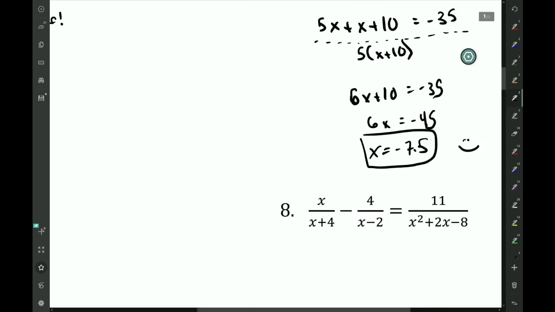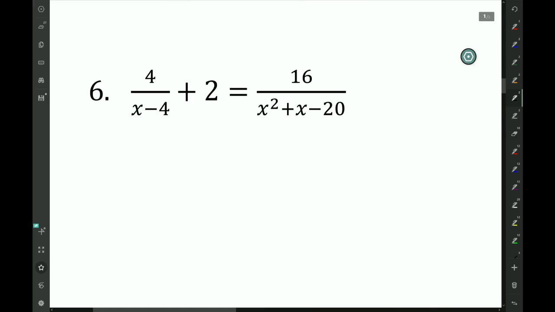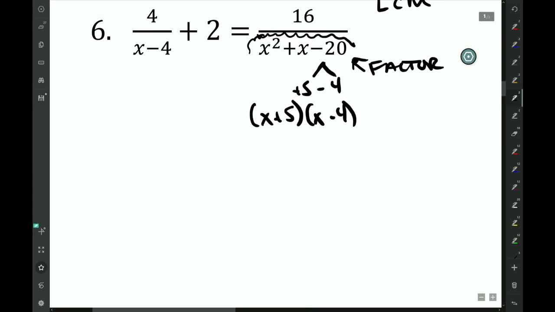Okay, the last type I'd like to look at is number 6 here. And again, you need to find the LCM, but it's hidden, okay? It's buried underneath the sand, okay? So how do you find it? Well, you factor, okay? So factoring, this is going to be minus 4 and plus 5. So really it's x plus 5 and x minus 4, okay? I would rewrite everything to maybe make it more evident as to what you need to multiply.